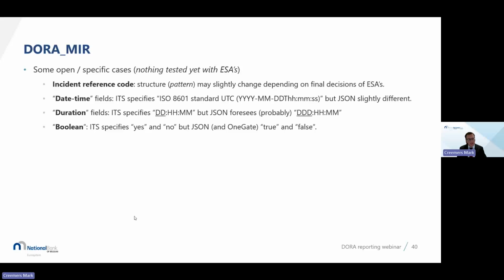Boolean, something similar. In the ITS, it is specified to be yes or no. In JSON and in OneGate, we use the more natural Boolean values true and false. And for percentages, in general, in XBRL reportings and XML reportings, we want them to be between 0 and 1. Here, the percentages must be real percentages. They must be reported between 0 and 100, but the percentage sign must be excluded, so it may not be present in the data. And they require us to report with 1 decimal. So some rounding may apply in case you have more decimals at your disposal and you want to report it in the incident template.